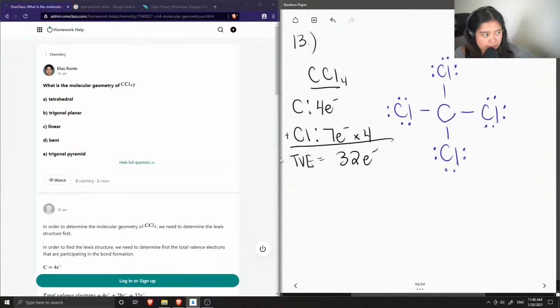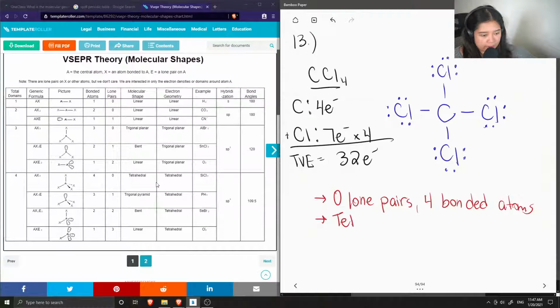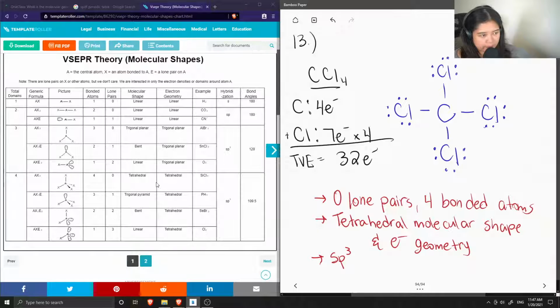So now let's analyze this Lewis structure to find out its molecular shape. So the central carbon atom contains 0 lone pairs and 4 bonded atoms, which are the 4 chlorines. So if we look at our VSEPR chart, we'll see that when we have 0 lone pairs and 4 bonded atoms, this tells us that we have a tetrahedral molecular shape, and also a tetrahedral electron geometry. Our carbon is sp3 hybridized, and the bond angles are 109.5 degrees.